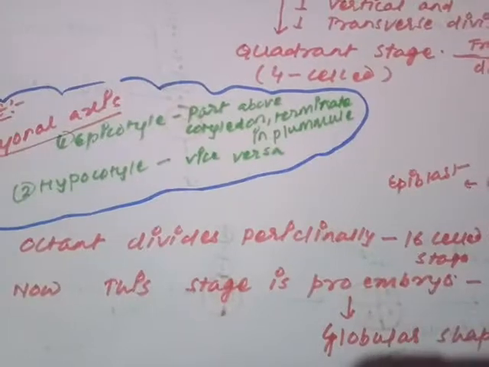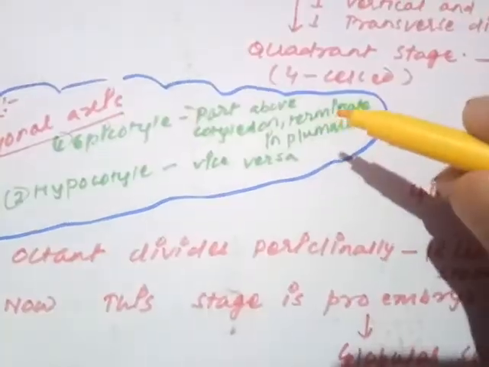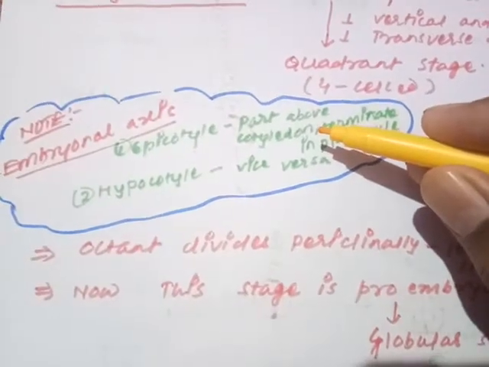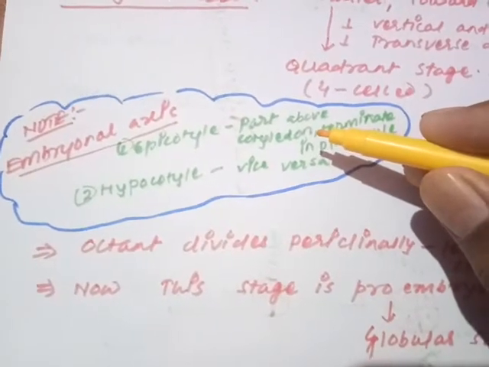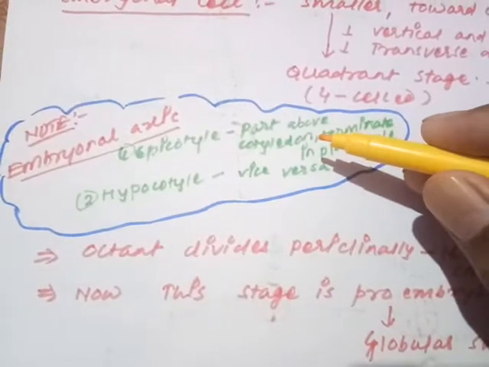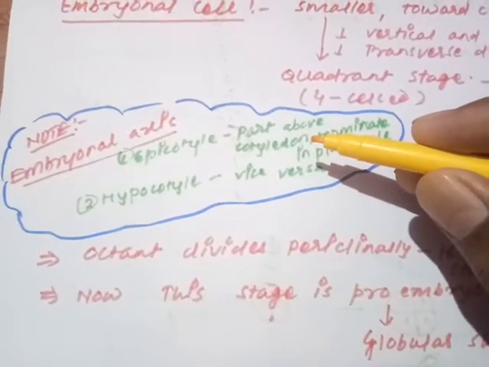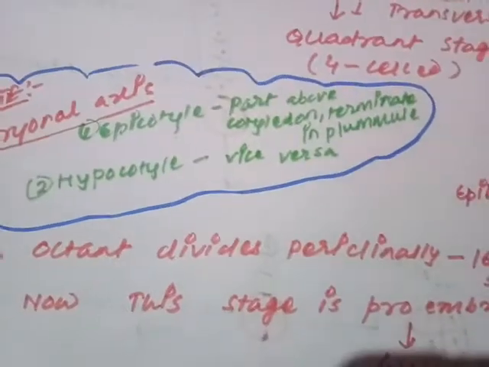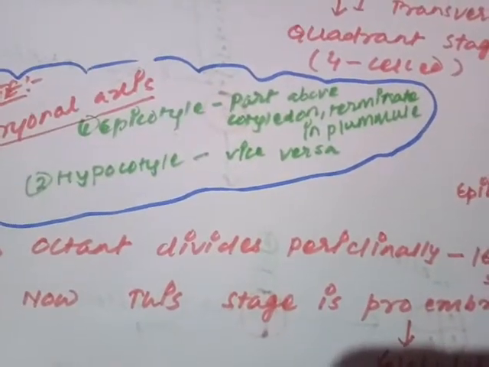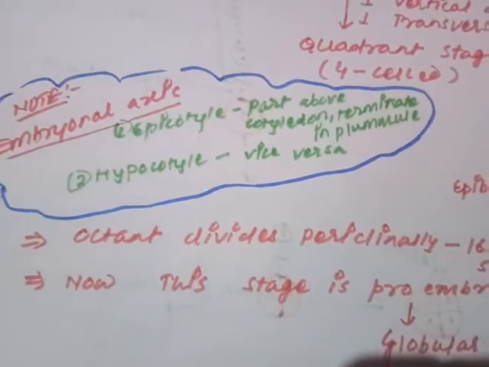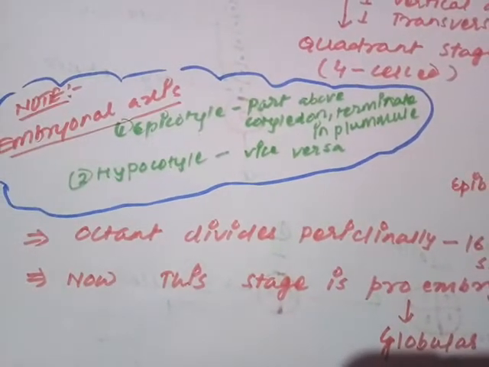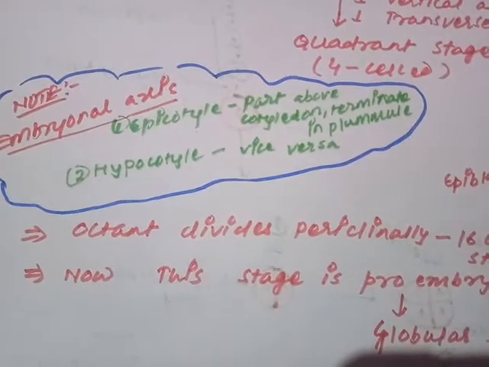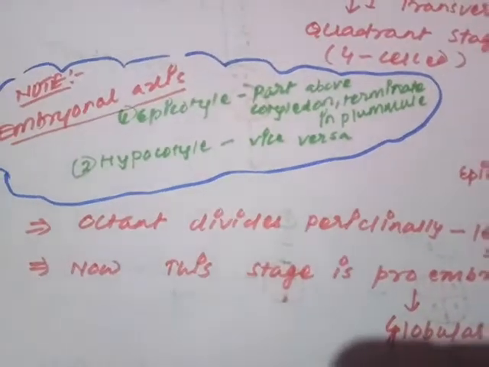So what is epicotyl? The epicotyl is the part of the embryonal axis which is above the cotyledon. Epi means upper, cotyle means cotyledon. So epicotyl means the part of the embryonal axis which is present above the cotyledon, and this is going to terminate in the plumule. Are you getting my point? Epicotyl is the part of the embryonal axis which terminates in the plumule and is present above the cotyledon, and hypocotyl is the vice versa.